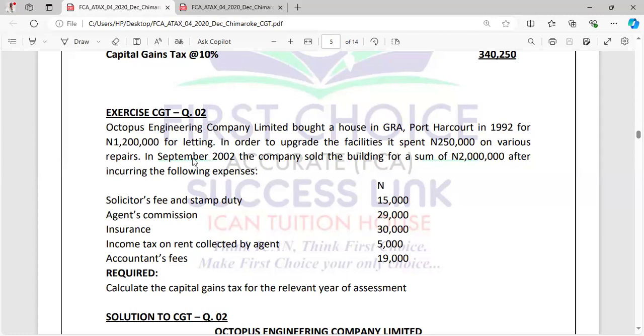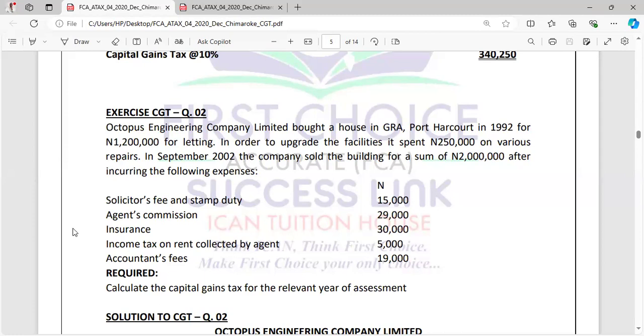So as you are reading, you are underlining, you are getting insights. How much did this sell? The company sold the building for a sum of 2 million. Now this is the amount received as cash received from disposal. Now after incurring the following expenses, any expenses you see under here is expense incidental to disposal.